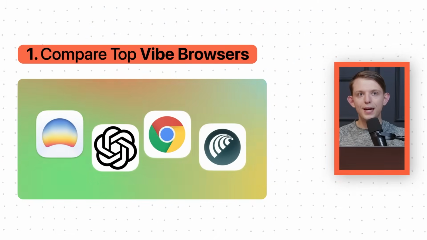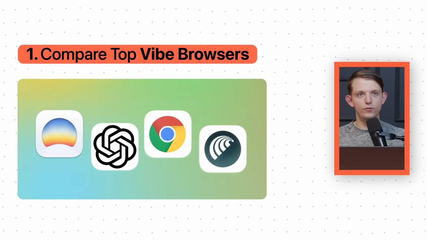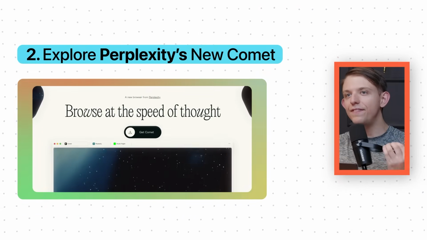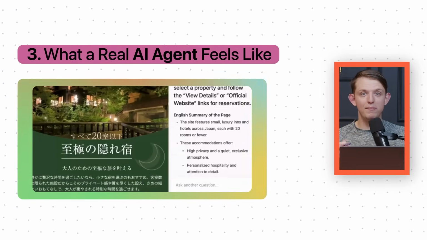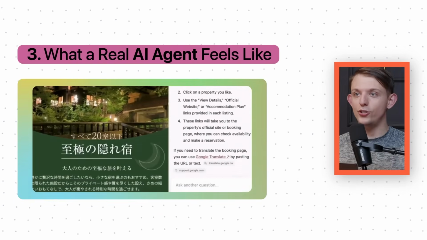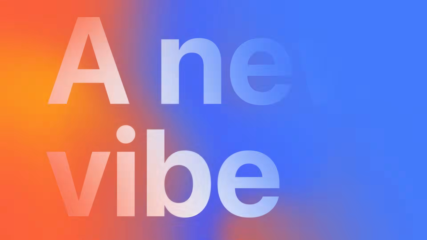In this video, we're going to be comparing the different Vibe browser tools. We're going to take a look at the features inside Perplexity's new Comet. And then finally, we're going to talk about what it means to have a state-of-the-art AI agent in your web browser. Let's just dive into the video. This is going to be a fun one.